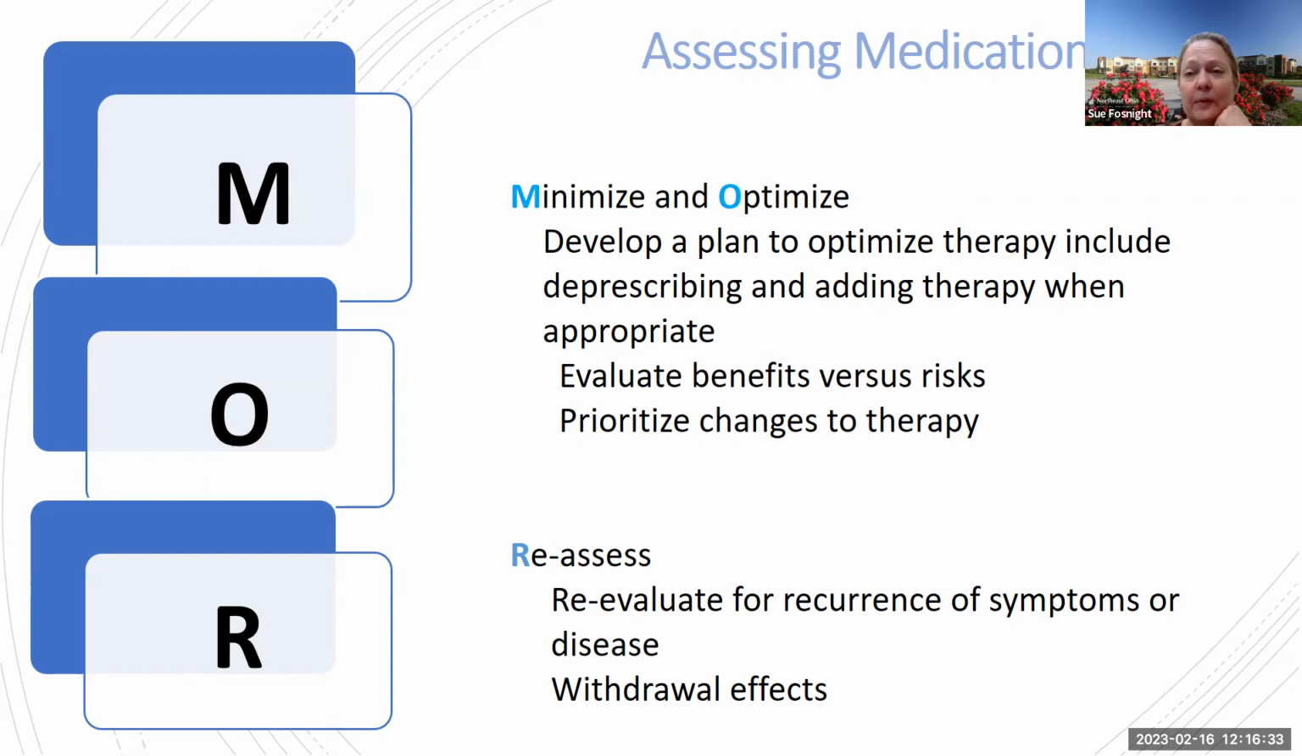So sometimes with polypharmacy, when we're reviewing it, we actually add meds rather than take them away. It really depends on what's going on with the patient. So if we have a medication that we think will help the patient either prolong their life or help with the symptoms, we might add it at that point. We also would develop a plan.